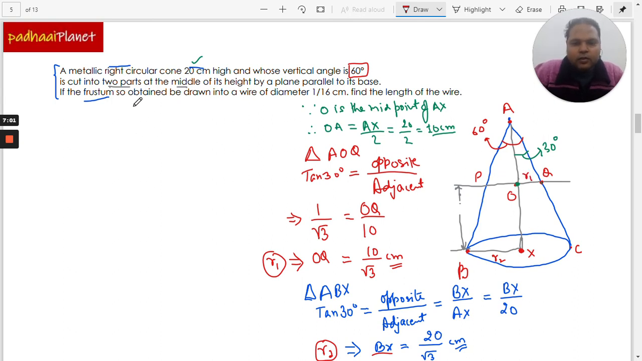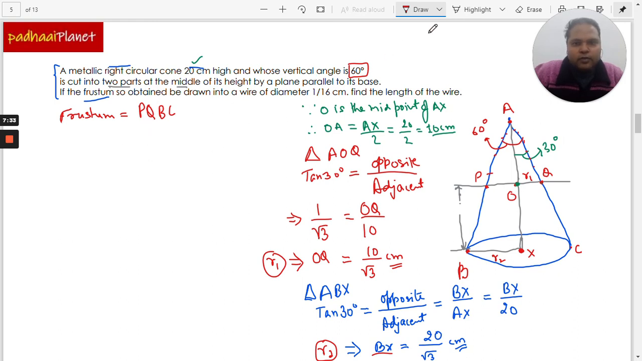Now this part, the part above from P and Q, was cut and taken away. So the only thing which is left is PQBC, right? That's the frustum which we are left with. So the frustum is PQBC, and we need to get the volume of this first, right?